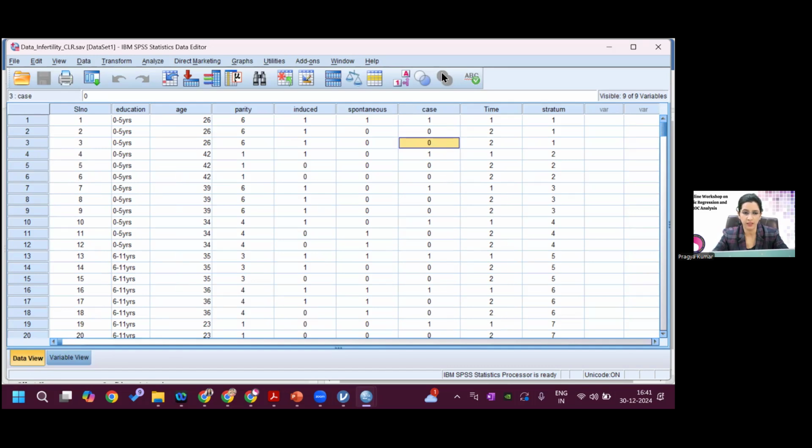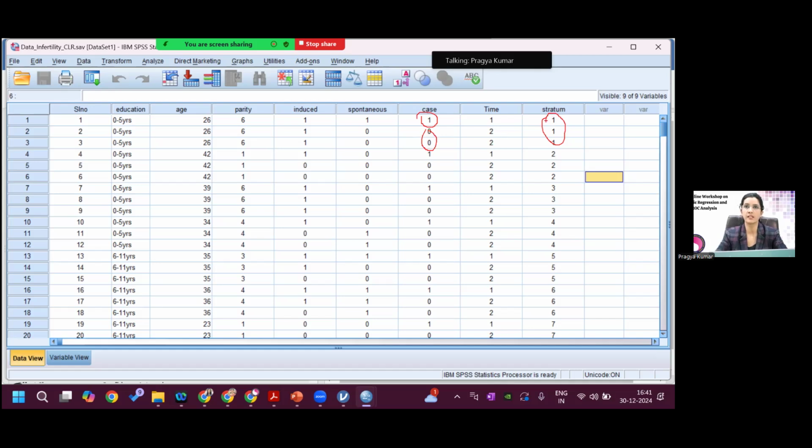If you see, this is the education, which I have taken in the form of a category, this is the age of the women, and this is the parity status. These three, education, age and parity, are the matched factors. This is the first stratum. In one stratum I have taken one case and two controls. I have given the case a label of 1 and control as 0.